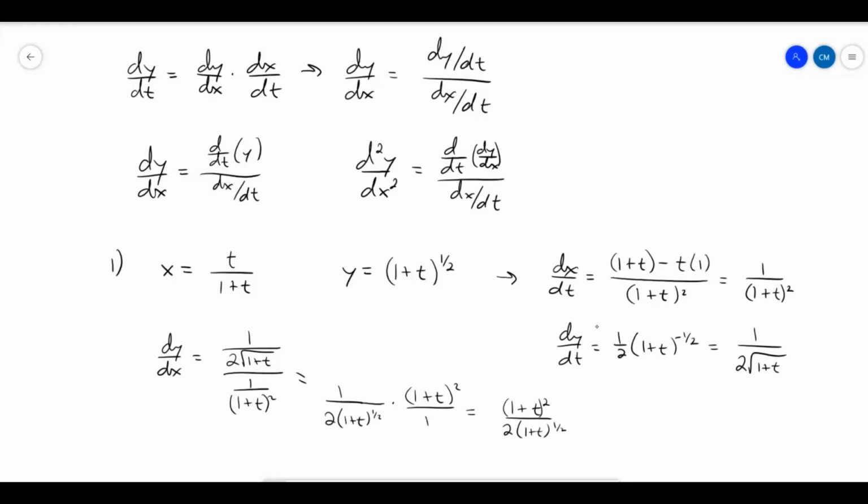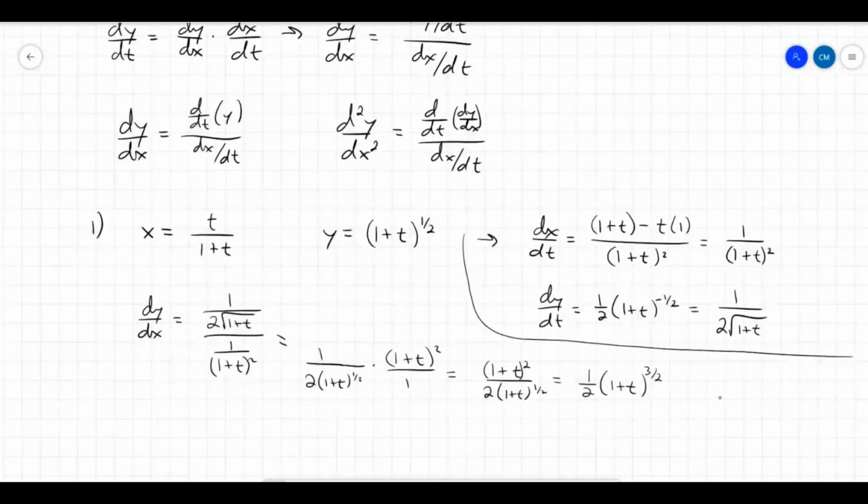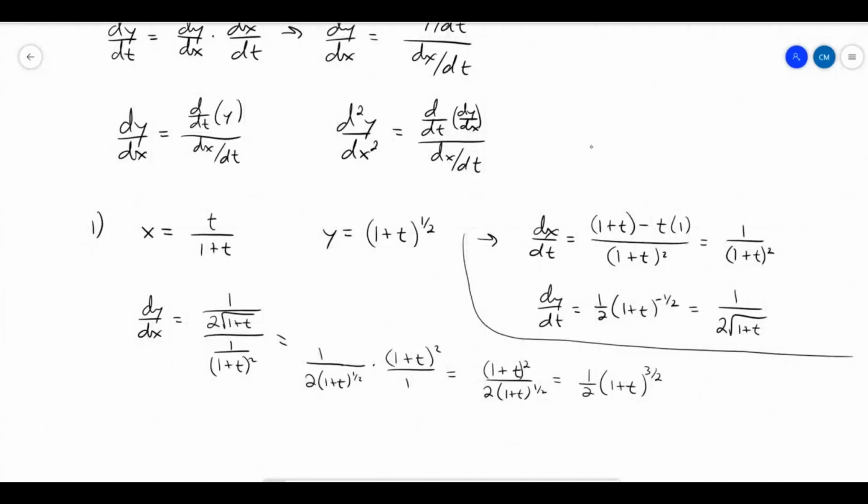And then this, if you notice, we can actually simplify that a little bit with properties of exponents, right? These are the same things here. This and this are the same. So you can subtract those exponents and make that 1/2 (1 plus t) to the 3/2 power. All right, so no questions there? If not, we'll go on to the second example.